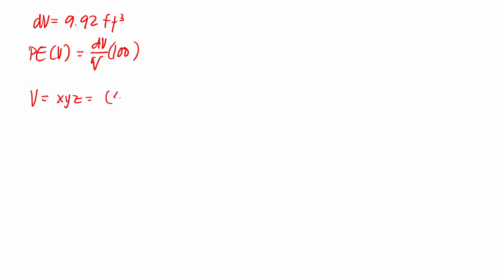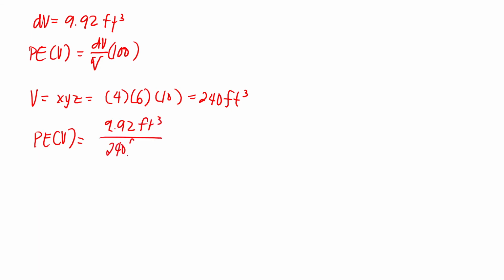You have dV is equal to 9.92 feet cubed. Then percent error for V is dV over V times 100. So you have dV, you don't have V yet. So V is simply xyz. So that's 4 times 6 times 10, which is 240 feet cubed. Right? 24 times 10, 240 feet cubed. So for percentage error of volume, you will have 9.92 feet cubed over 240 feet cubed times 100. Let me just check if that's correct.